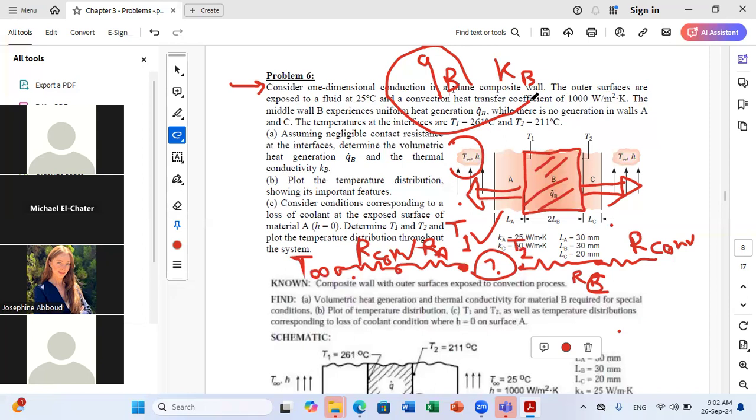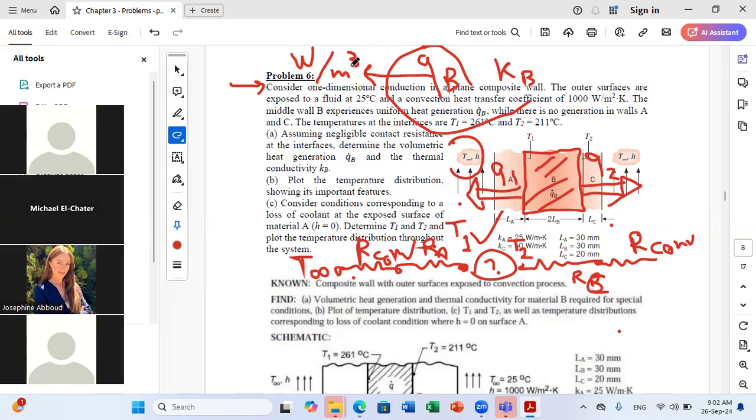So what is generated in material B will be divided into a Q, we can call this, if you want, a Q1, and this is Q2, okay? So the total heat rate generated in B will be divided into Q1 and Q2. And how do we calculate the total heat generated in B? We know that Q dot is in watt per meter cube. It's a volumetric generation.